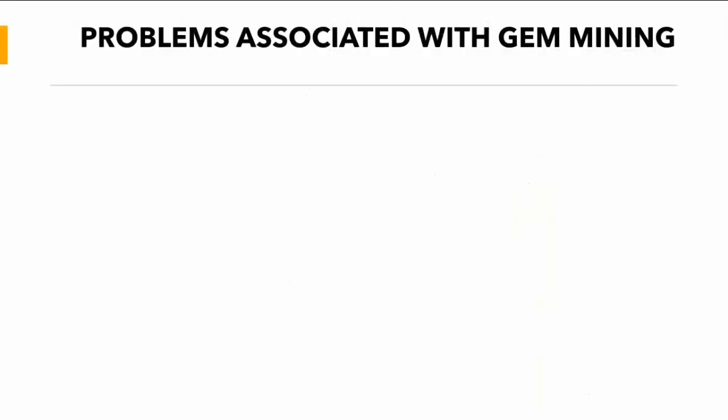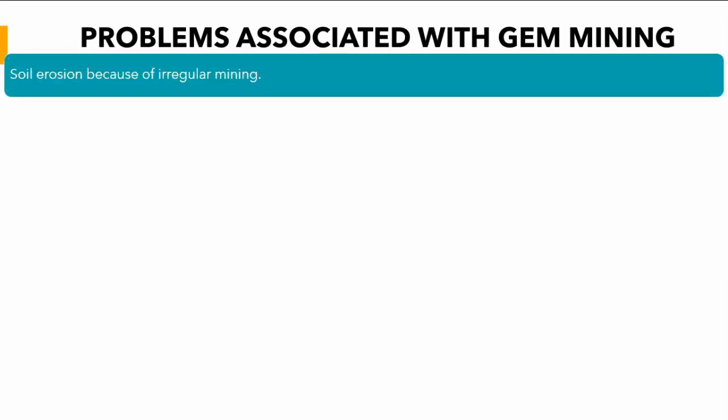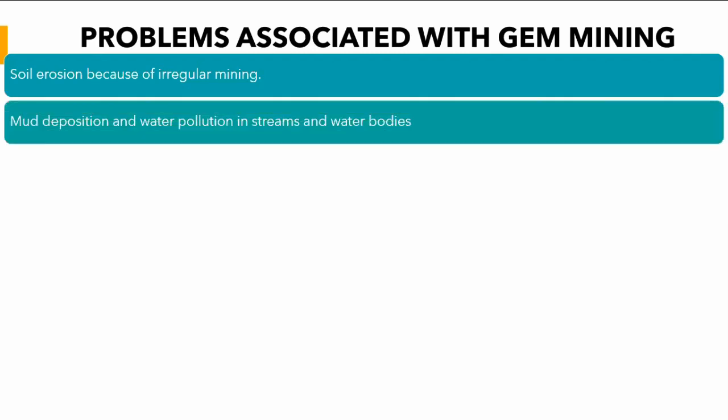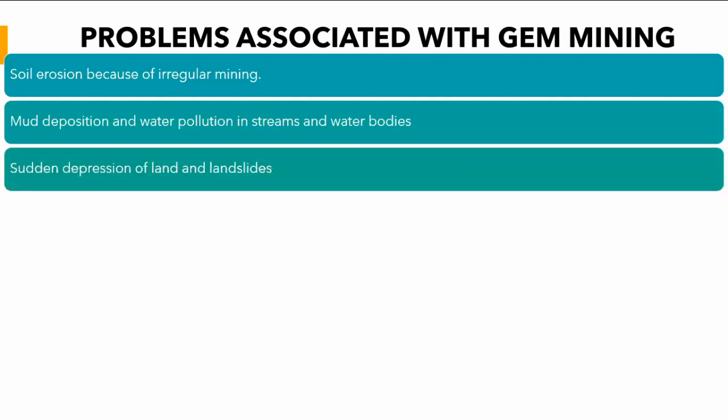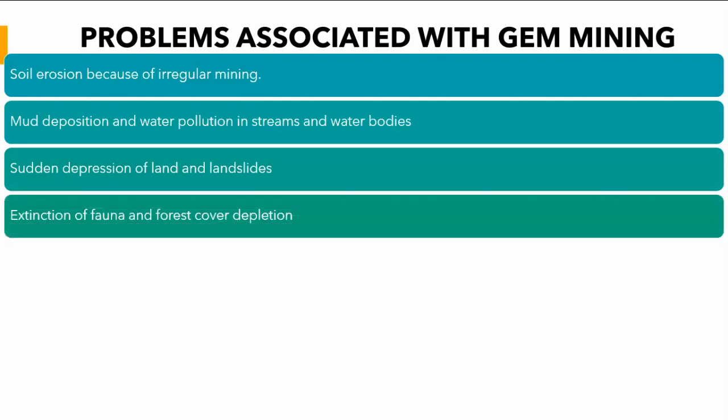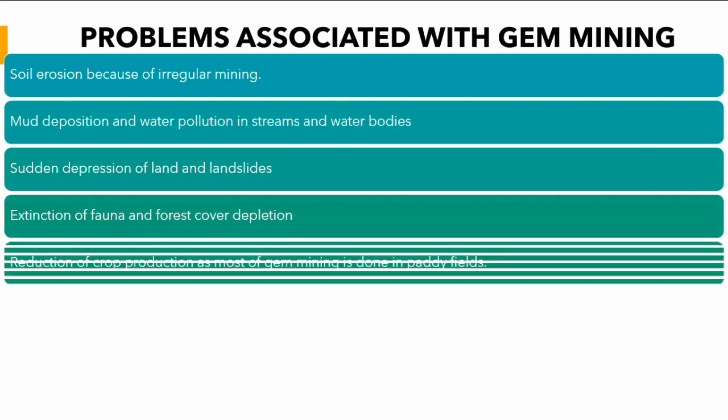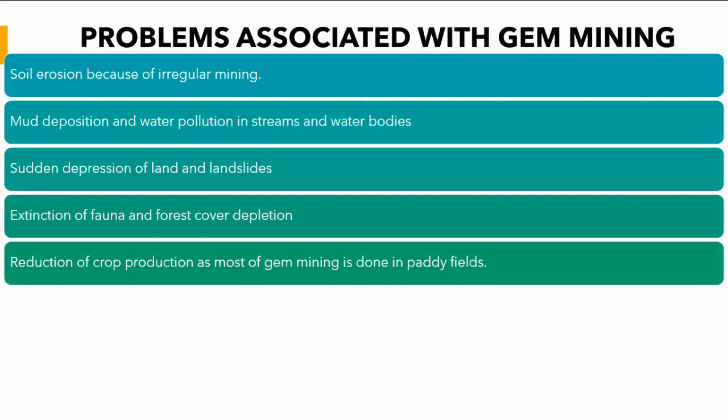Now let's look into some environmental problems associated with gem mining. Soil erosion because of irregular mining. Since gem sifting takes place in water bodies, mud deposition and water pollution in streams and water bodies. Sudden depression of land and landslides occur due to over-mining in some areas. Extinction of fauna and forest cover depletion due to mining in forest areas. Reduction of crop production, as most of gem mining is done in paddy fields.